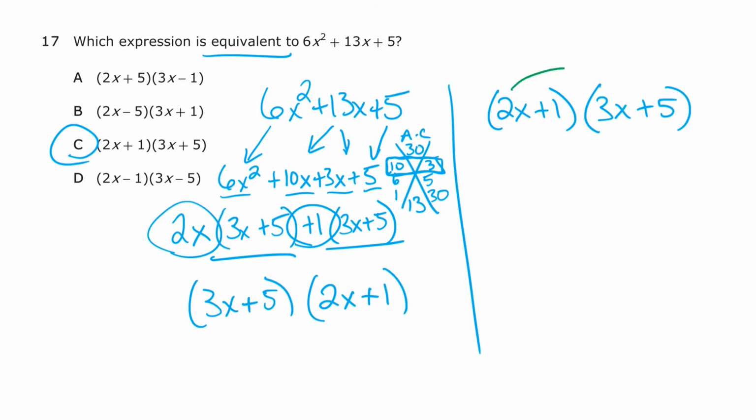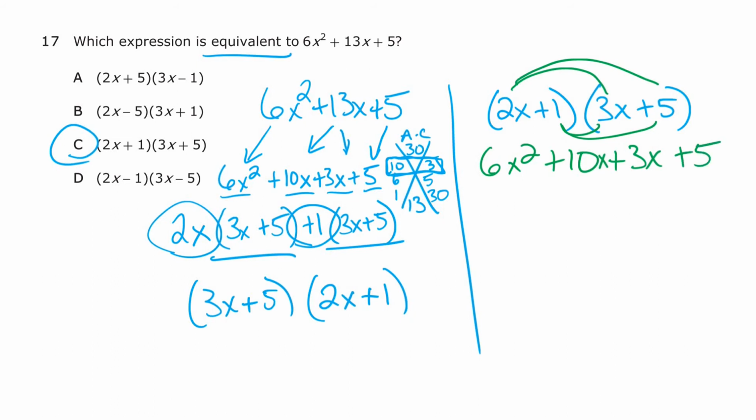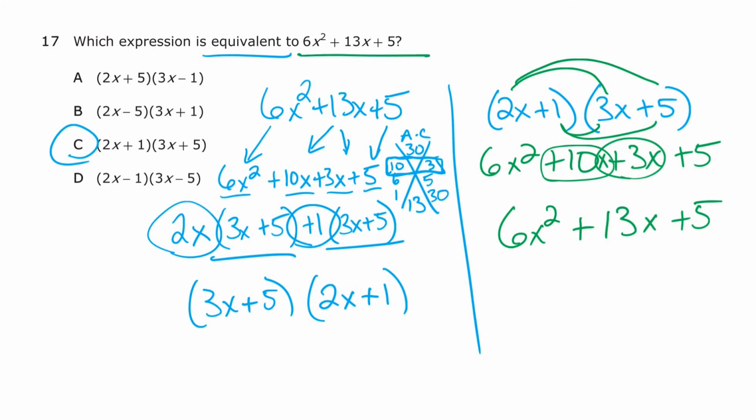So here we're going to distribute. 2x times 3x is 6x squared. 2x times 5 is 10x. 1 times 3x is 3x. And then 1 times 5 is 5. Then we combine our like terms, 10x and 3x, giving 6x squared plus 13x plus 5, which is our original question.